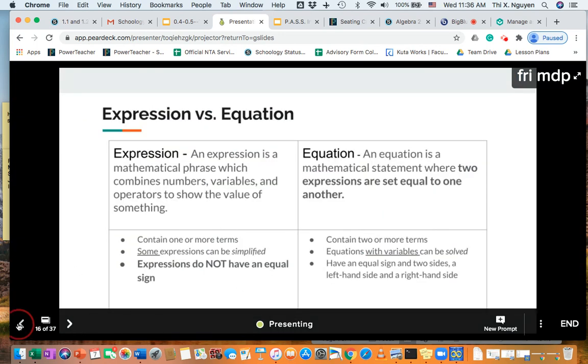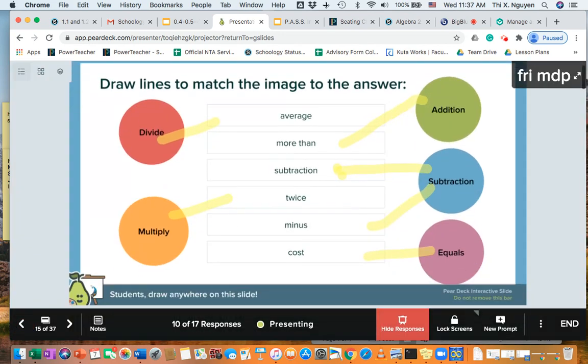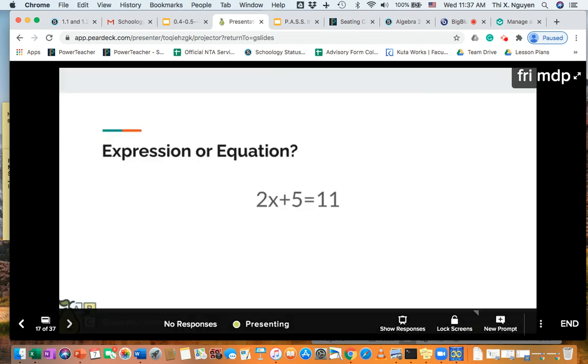We're not going to do expression and equation for now. We're just going to look at this one. I'm going to skip this screen. We're not going to do this. We skip this one. Okay.